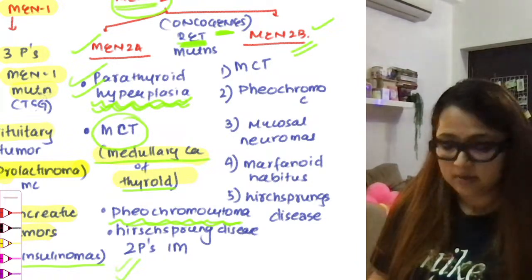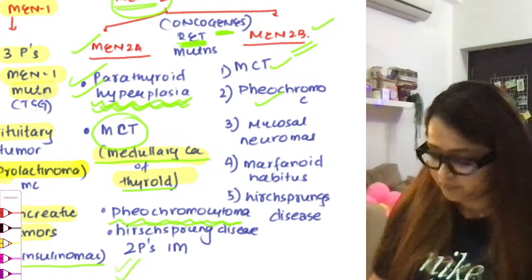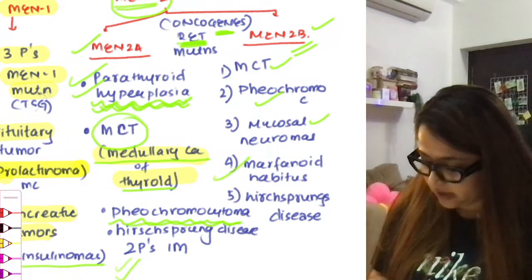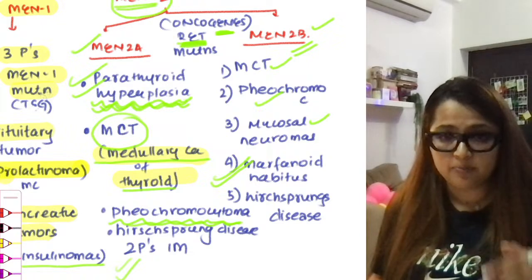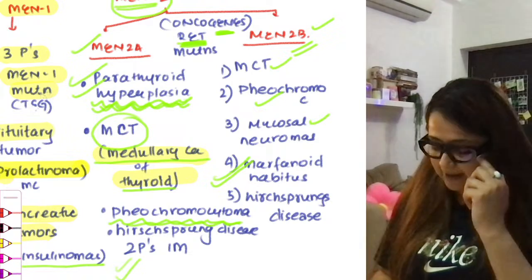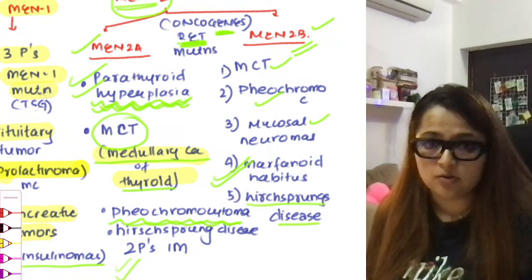Moving on, MEN2B. Number 1 is medullary carcinoma of the thyroid. Number 2 is pheochromocytoma. Number 3 is mucosal neuromas. Number 4, marfanoid habitus, that is very tall stature. Arachnodactyly means tapered fingers. These are all parts of marfanoid habitus. And ultimately, Hirschsprung disease.